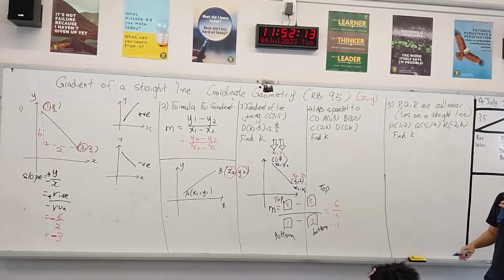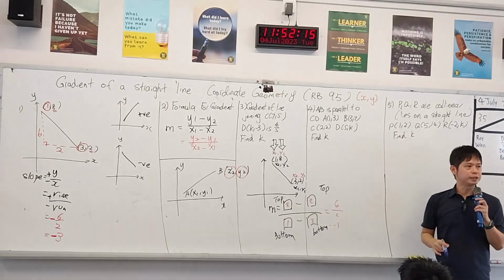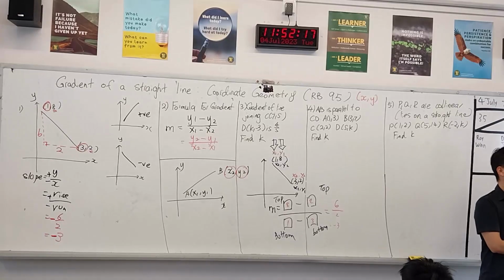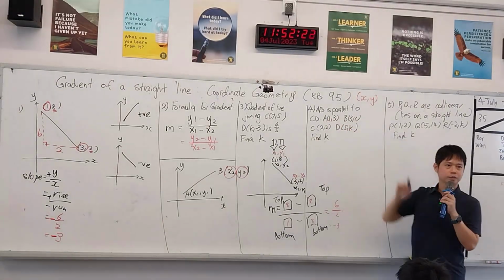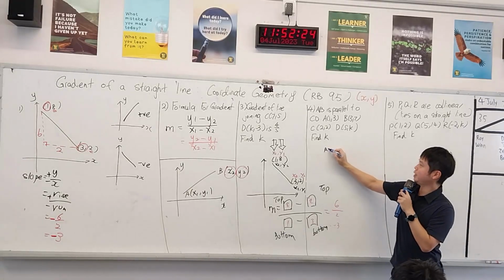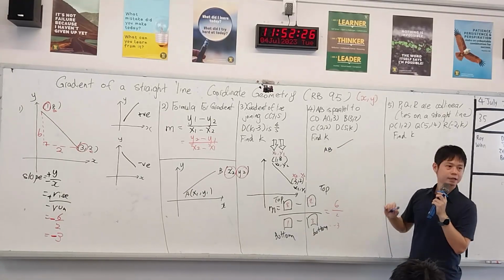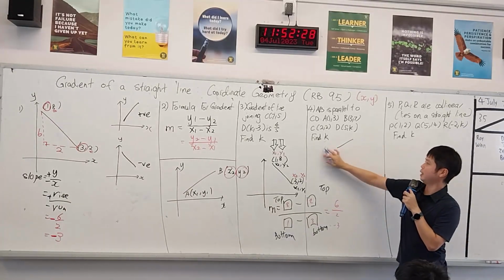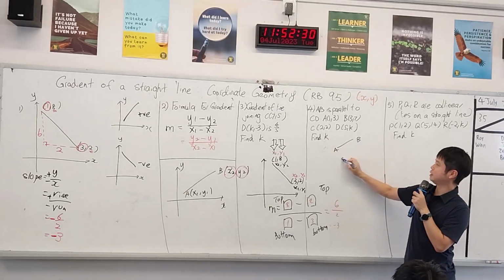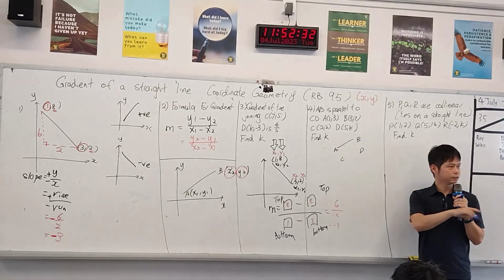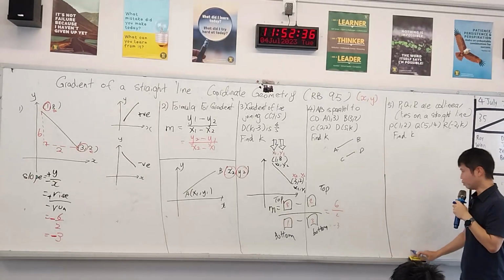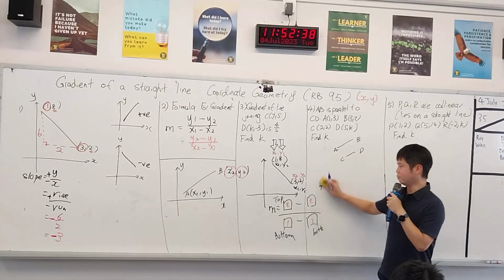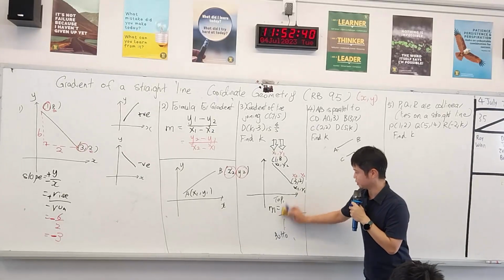How to do this type of question? Now AB is parallel to CD. What does it mean in terms of gradients? AB and CD, what about their gradients? The same, right? The gradient will be the same. So in mathematics, if something is the same, what notation should I use?